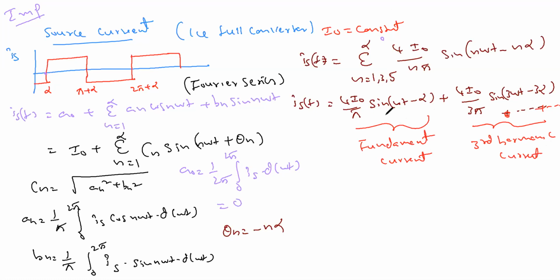This instantaneous one is IS1. So if you write IS1, meaning the RMS value of the fundamental component, or the first harmonic, what is this here? Im by root 2. So 4 I naught by pi, times 1 by root 2, is the IS1. What is this IS1? This is the RMS value of the fundamental current.